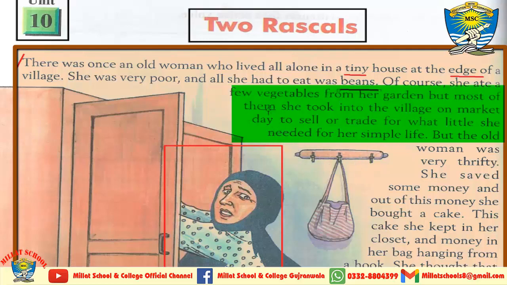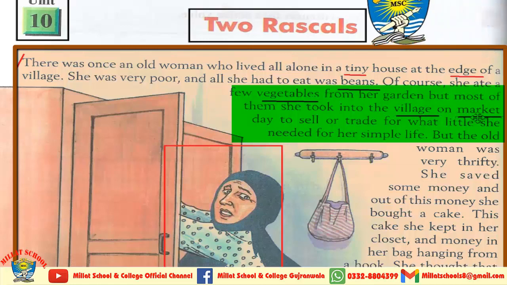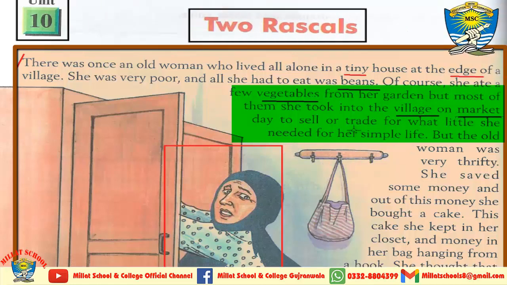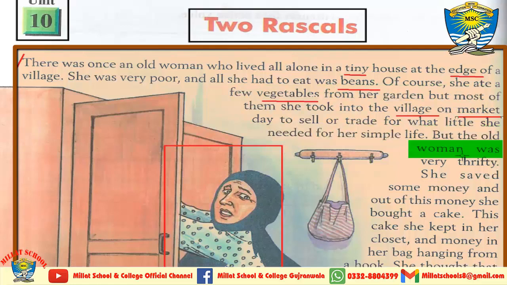Students, time to learn some dictation words. Vegetables. Very good. Village. Market. Superb. Let's move forward. But the old woman was very thrifty.